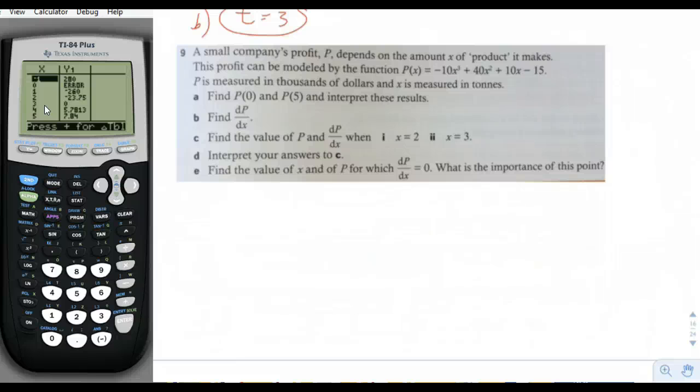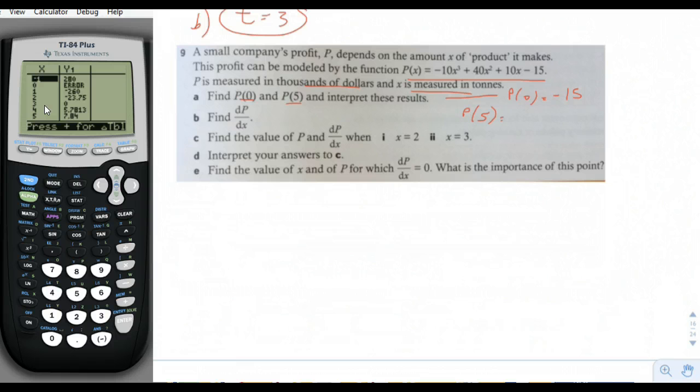Okay, last problem. A company's profit, P, depends on the amount of product it makes, x. So here is the function. P is measured in thousands of dollars and x is measured in tons. Okay, so first it just says find P(0) and P(5). That's easy, right? You just plug in 0 here. So it would be negative 10 times 0 plus 40 times 0 plus 10 times 0, a bunch of zeros, equals negative 15. Okay.